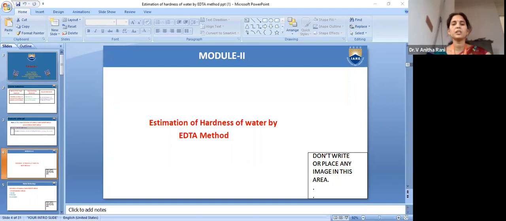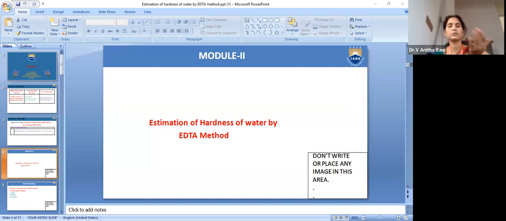Because the EDTA can react with the dissolved calcium or magnesium salts present in water. The EDTA will react with the calcium and magnesium salts at pH 9 to 10. Students, only under basic conditions at pH 9 to 10 will the EDTA react with the calcium and magnesium salts present in water. So we compulsorily have to use the buffer solution. Then we will prepare standard water, calcium carbonate solution.